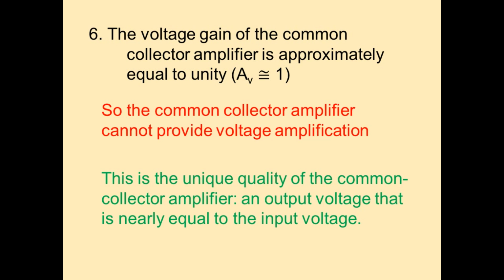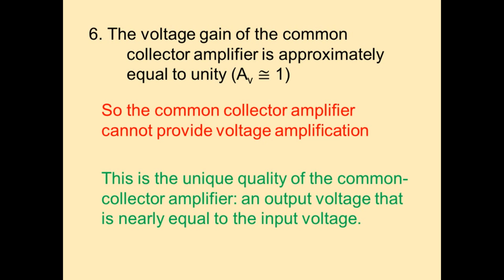The ratio of output voltage to the input voltage is nothing but voltage gain. So in this case, the output voltage is approximately equal to input voltage. Actually, this is the special quality of a common collector configuration of a transistor. So output voltage is very nearly equal to the input voltage. That is the unique property of the common collector amplifier.